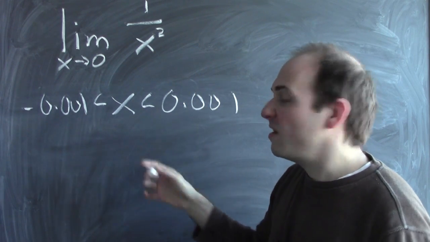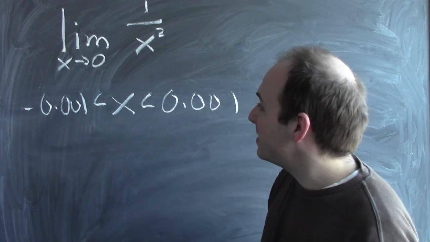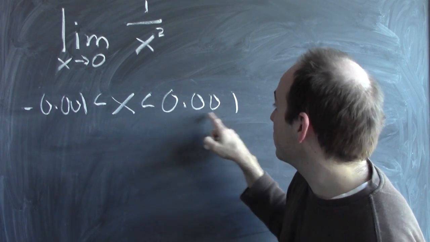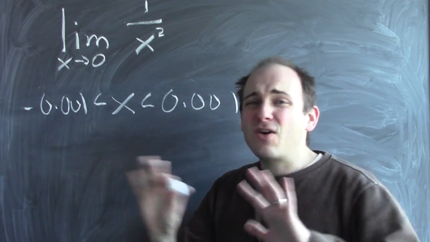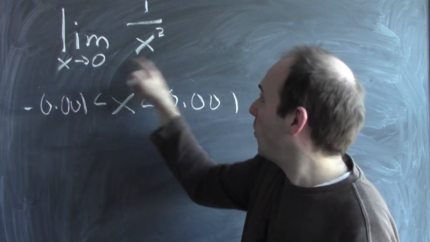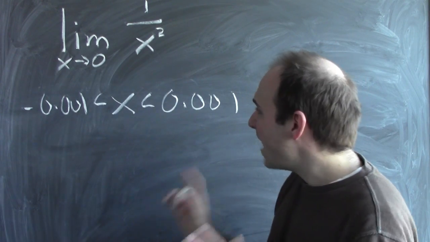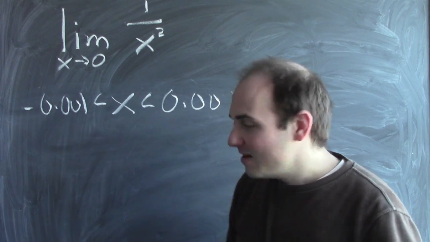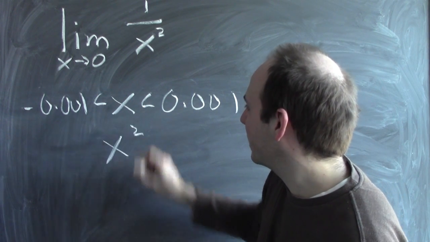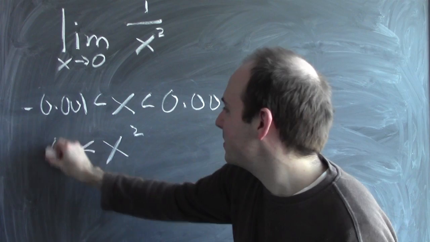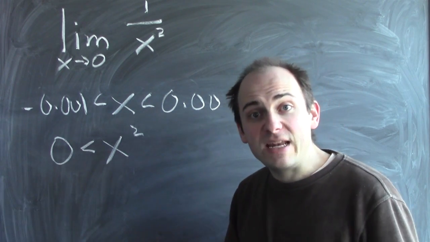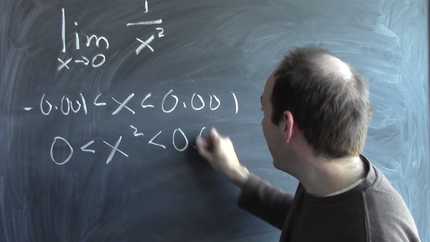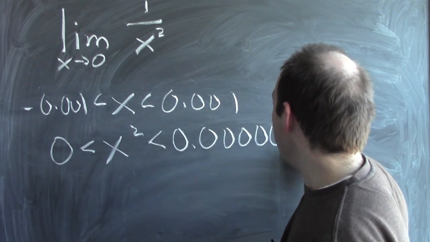Well, to say that x is within 1,000th of 0 is to say that x is between minus 0.001 and 0.001. Now, x is also non-zero here because I don't want to divide by 0. So I've got a non-zero number within 1,000th of 0. What does that mean about x squared? Well, that means that x squared is bigger than 0, because if I square any non-zero number, it's positive. And it's less than a millionth.